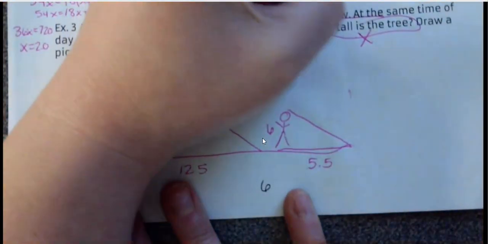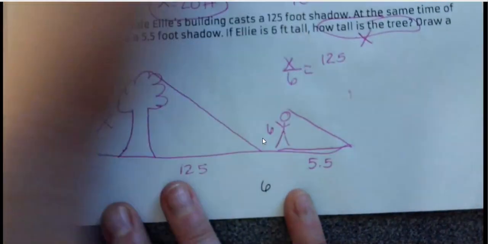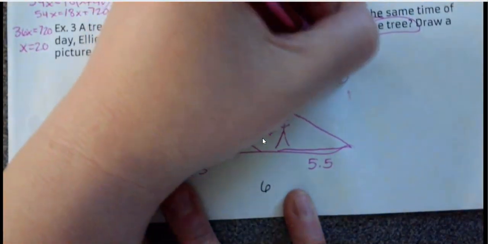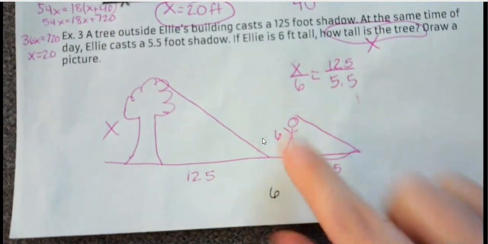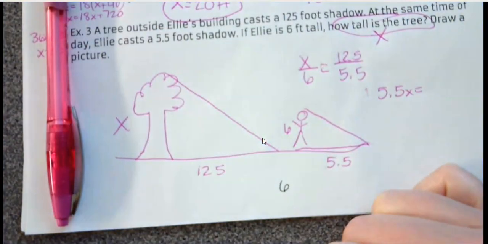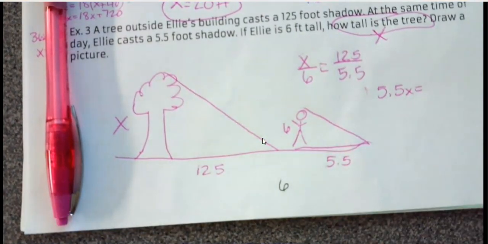All right, so I'm going to do x over 6 because that's both the heights. And that's going to be equal to 125. Remember, x is the tree, so the shadow of the tree needs to go on top just like x. 5.5 is going to go on the bottom because they're on the same triangle. All right, let's cross multiply. 5.5x equals 125 times 6.